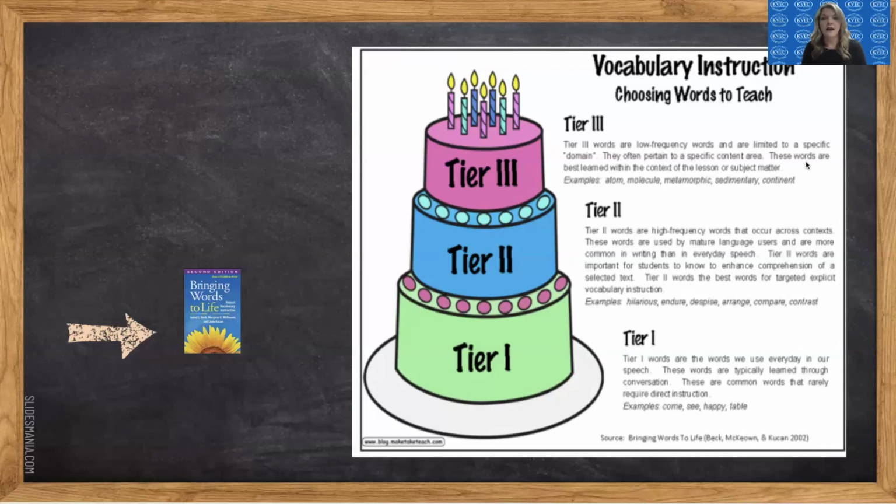Or words like continent or atom. Those are content specific words. They may need to be taught in order for a child to understand that particular lesson, but those are not going to be used as frequently in the child's everyday life. So that's how we categorize those and determine their use.